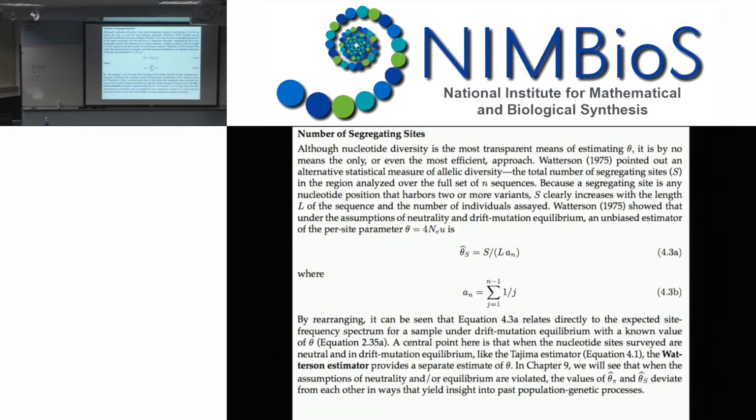It turns out there are other ways to estimate theta. I can look at the number of segregating sites. So I look at my sample: not segregating, not segregating, segregating. In my sample I've got 5 segregating sites. I can then estimate what theta is based upon the number of segregating sites, and this correction factor is determined by the sample size. We'll see where all these come from a little bit later on today. So if I have the nucleotide diversity, I can use that to estimate theta. If I have the number of segregating sites, I can use that to estimate theta.